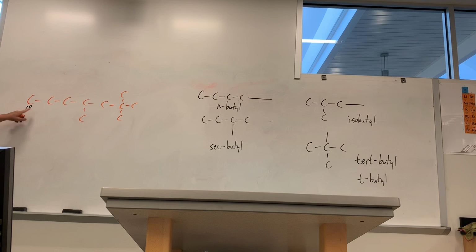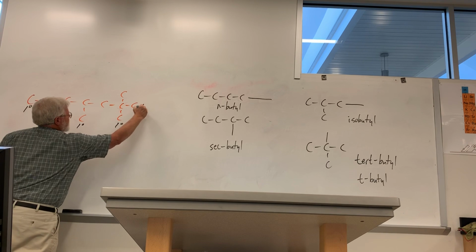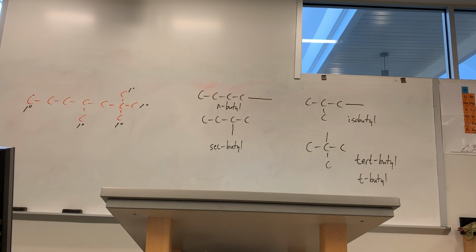What I wrote was a 1-degree carbon. Don't ever say a 1-degree carbon or a 1st-degree carbon. That is definitely dorky. Say primary carbon, but we often write it this way. He's a primary carbon, he's a primary carbon, and he's a primary carbon. Those are all the carbons that are bonded to only one other carbon.